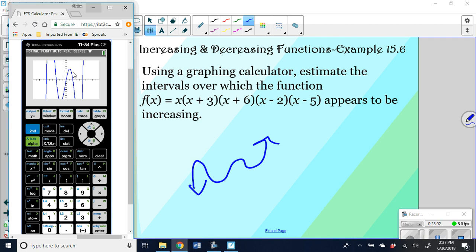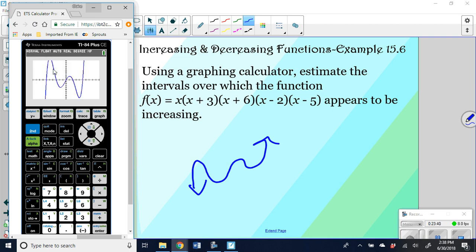Okay, so we have that one, but we still don't have the rest of the graph. So we need to keep going. So I'm going to try negative 400 and positive 400. And I'll go by 40s. Okay. Well, we still don't have all of it. So let's try negative 600 and 600. And we'll go by 60.